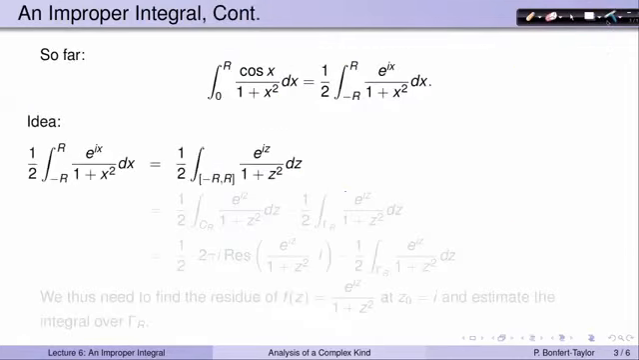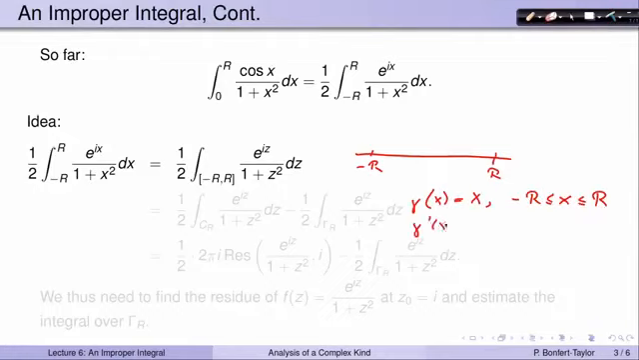Here's the next idea. This integral from negative r to r of e to the ix over 1 plus x squared dx can be written as a complex contour integral, namely as the integral over the line segment from negative r to r of the function e to the iz over 1 plus z squared dz. Why is that? This line segment from negative r to r in the complex plane can be parameterized as gamma of x equals x, where x goes from negative r to r. Then the derivative of this parameterization is simply 1.